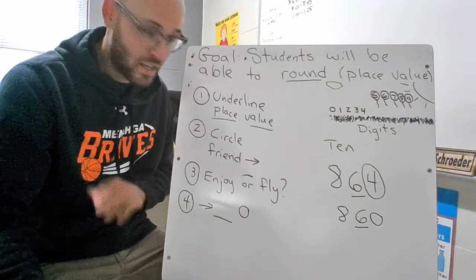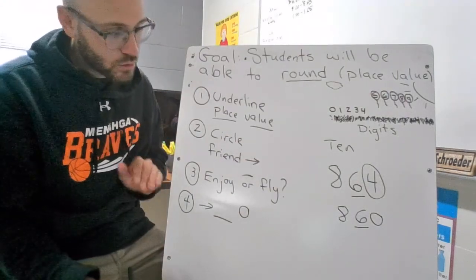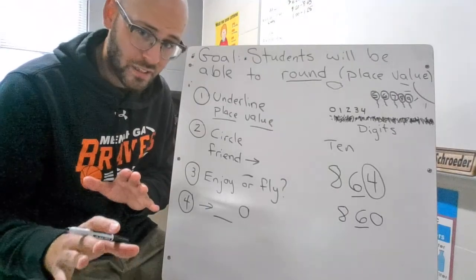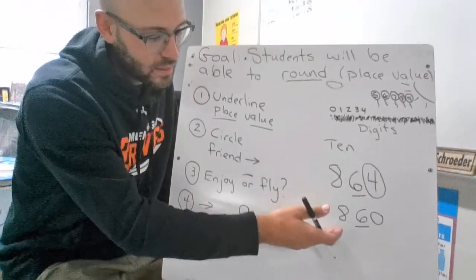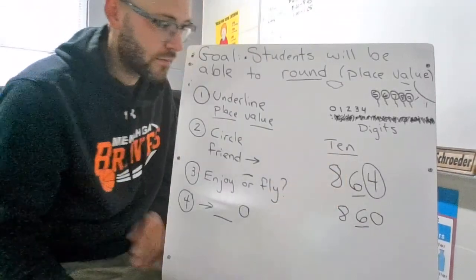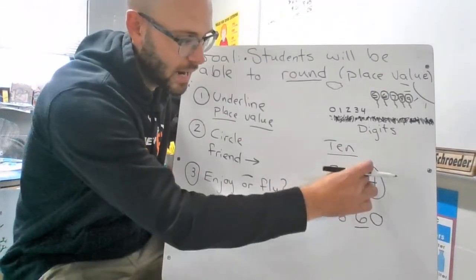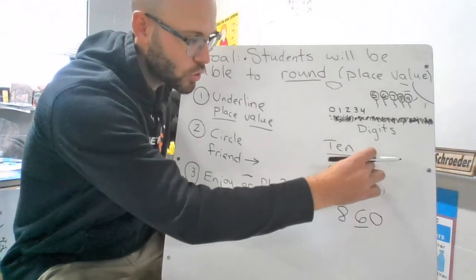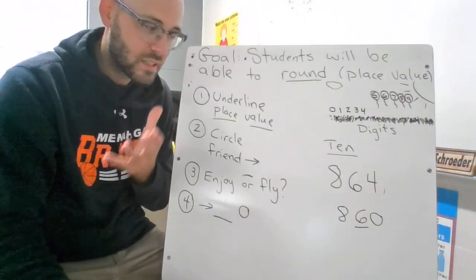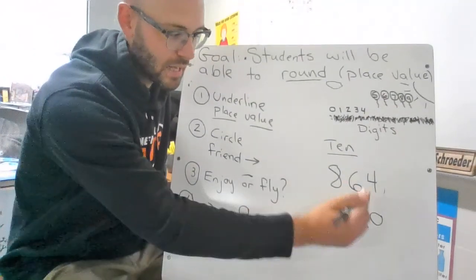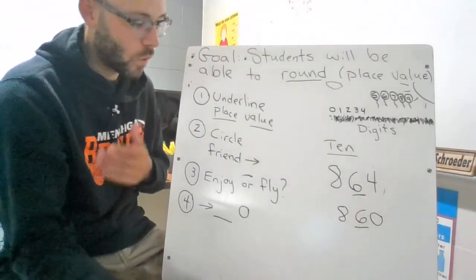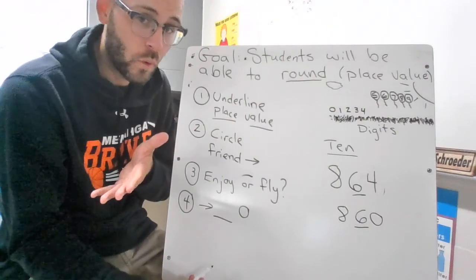And that is it. Those are the 4 steps to rounding. I'm going to walk you through just a little bit more because it can look a little different too. So this closest 10, which is what we're trying to figure out, when I got this original number, 864, we were trying to figure out the closest 10 to this number. It was either going to stay a 6, or if it was to fly away, it would go up 1 and become a 7.